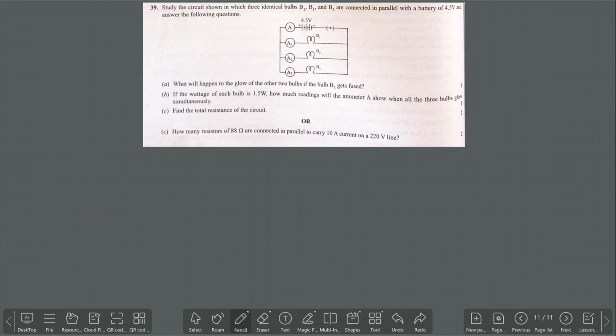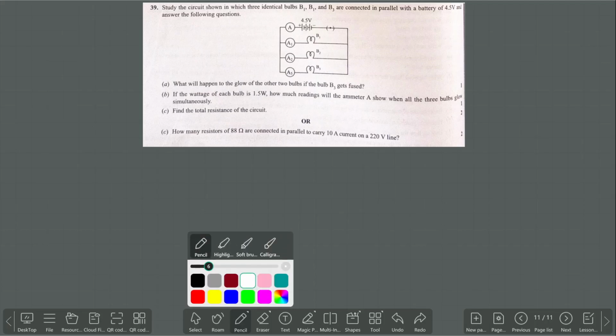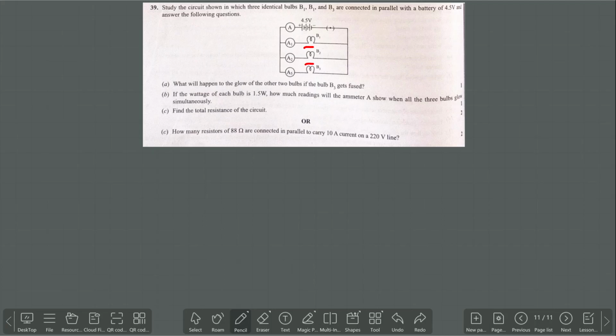So we are going to calculate the total resistance. But in the question they didn't give the value of the resistance over here. So we need to identify what is the resistance of each bulb. Clear?